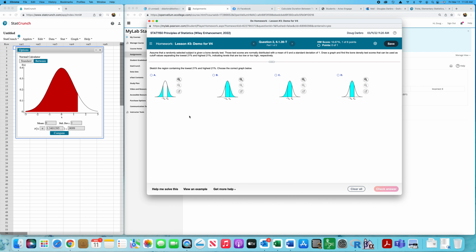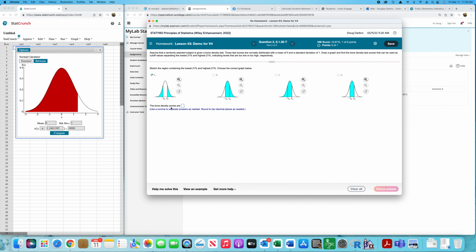Well, we know that looking at the region, if we have the highest 21% and the lowest 21%, the only graph that could represent that is A. These are corresponding in adjacent areas. This is corresponding and adjacent below. Again, this is corresponding and adjacent above. And this is the area between 2 scores. So the only thing that could align with the question is option A.